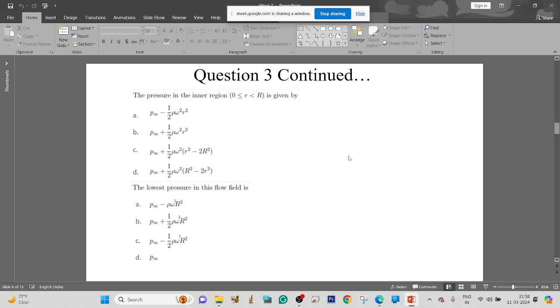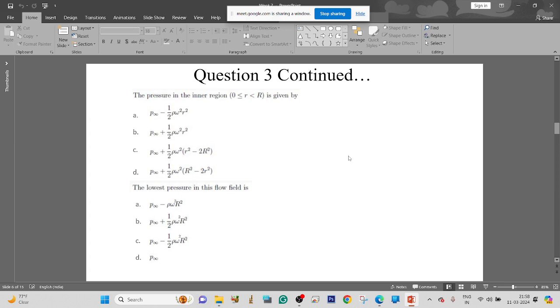Now we have to find it for the inner region. For the inner region, del P del R is equal to rho V theta square by R again. Now V theta in this case is equal to omega R. So P will come out to be rho omega square R square upon 2 plus C2.